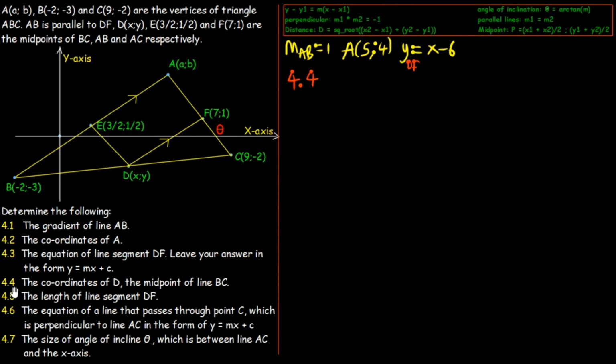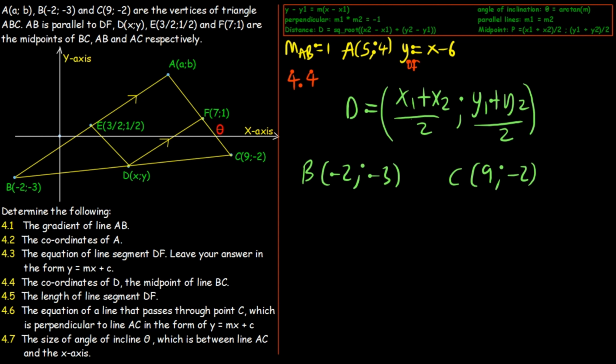So on question 4.4, we need the coordinates of D, which is the midpoint of line BC. So we use this formula to determine it. Alright, so this will be our x1, y1 coordinate. This will be our x2, y2 coordinate. So we just have to substitute correctly and determine this midpoint. Alright, so let's just do likewise.